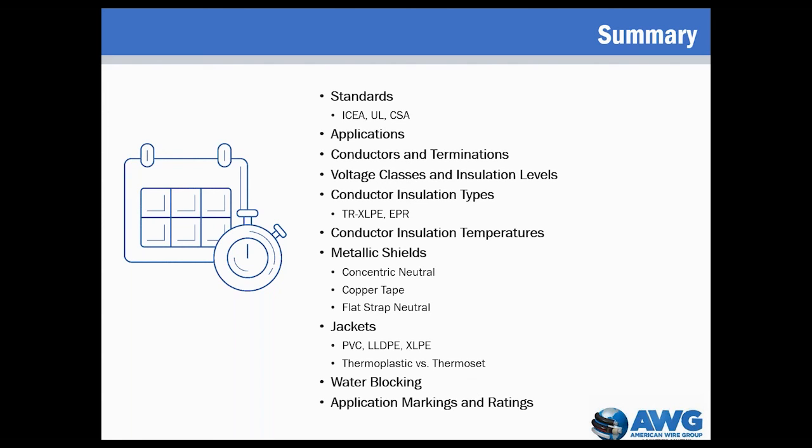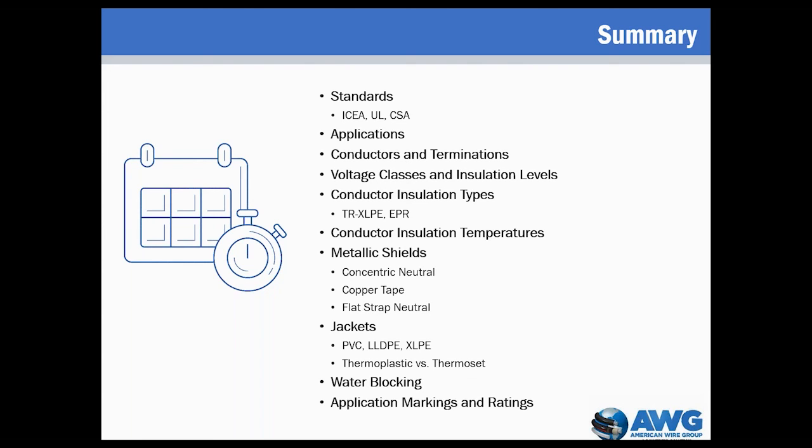In summary, in this very brief presentation, we reviewed the many different medium voltage cable standards available which define cable constructions for commercial, industrial, and utility applications in the United States and Canada. The available conductor types were introduced along with the various voltage classes and insulation levels for these cables, with the selection criteria for each. The ratings and applications for the two key insulation systems were compared. The three most common metallic shields were compared with a focus on concentric neutral sizing. A few reasons for selecting each type of metallic shield were provided.